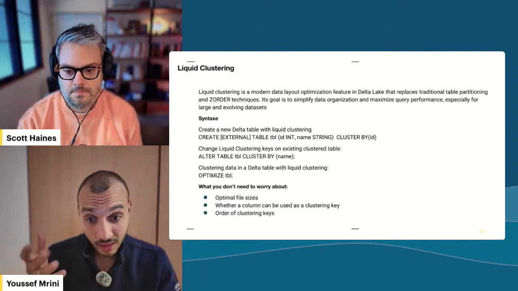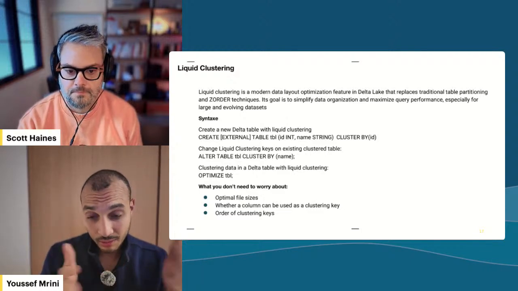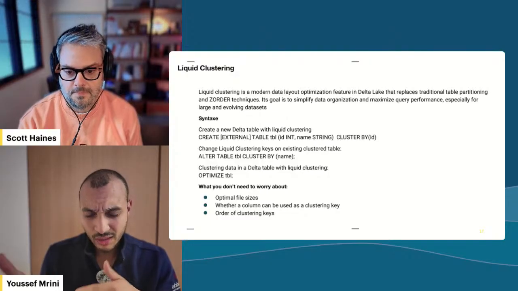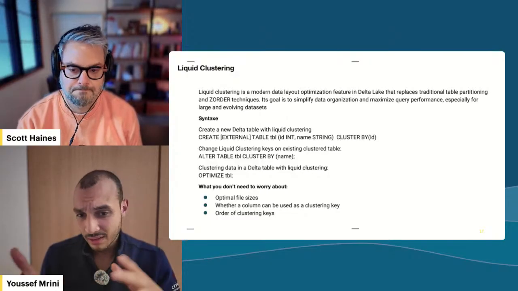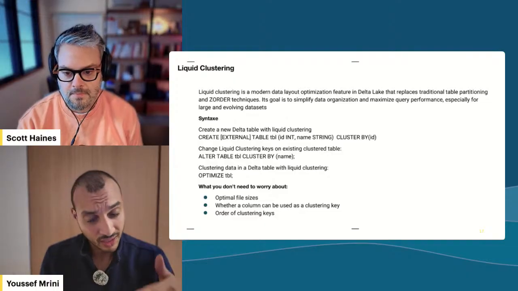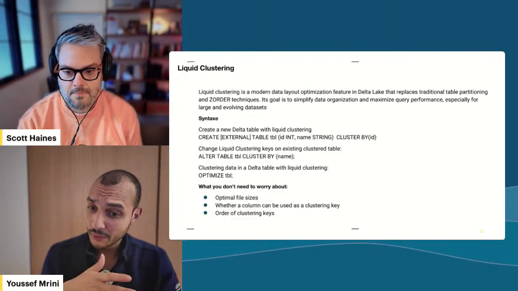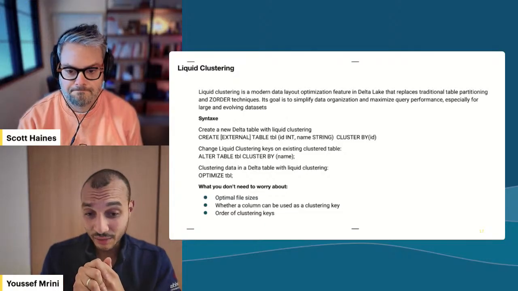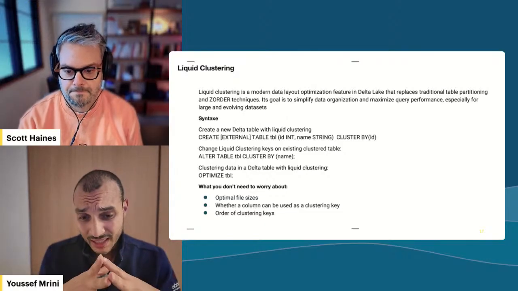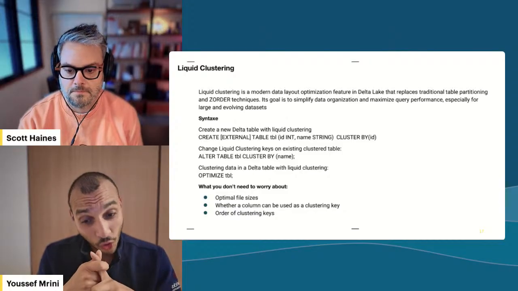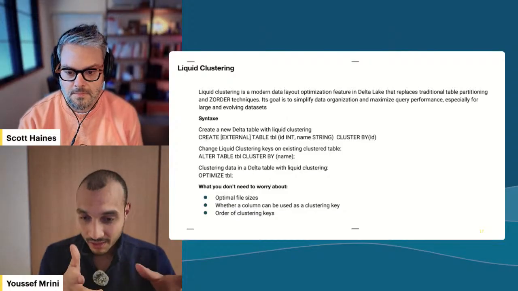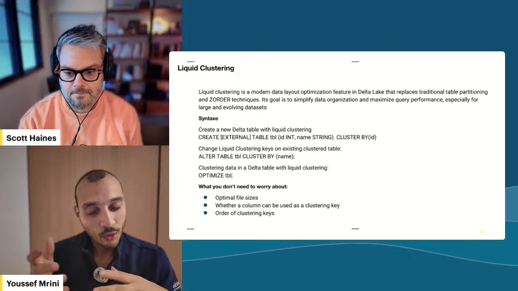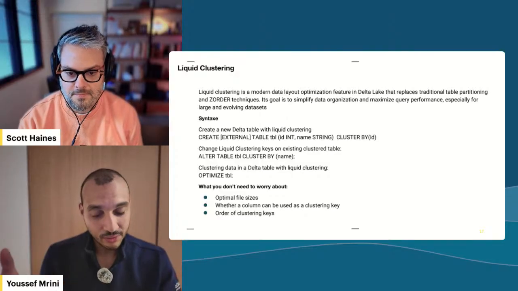You can, of course, create liquid tables easily. You can alter an existing table and create liquid clustering. But keep in mind, if it's a partitioned table, then you would need to use CTAS to create a new one. If your table is not partitioned, you don't need to rewrite the underlying data, and it's very efficient. And the order of the clustering keys does not matter.